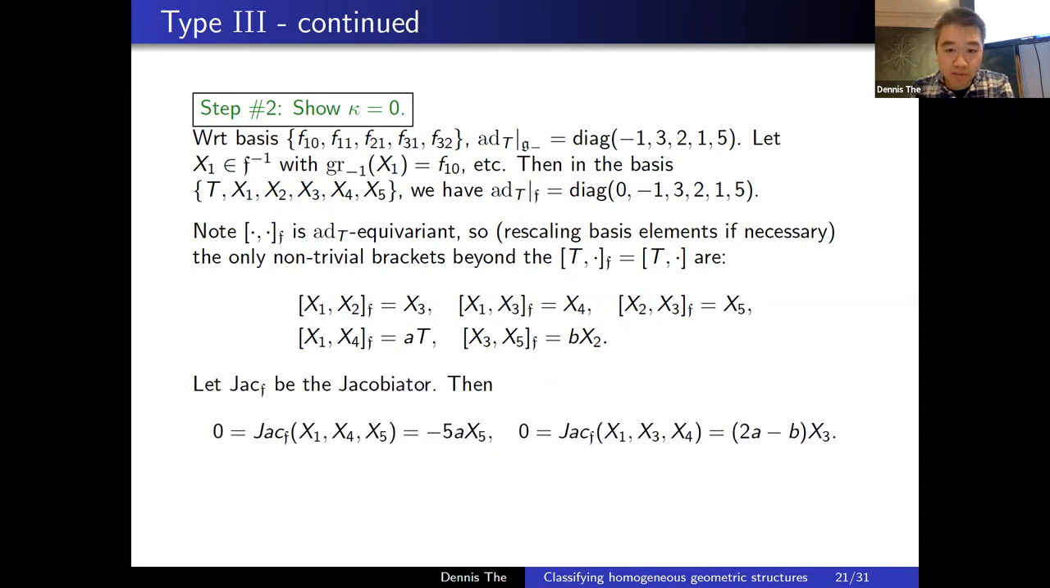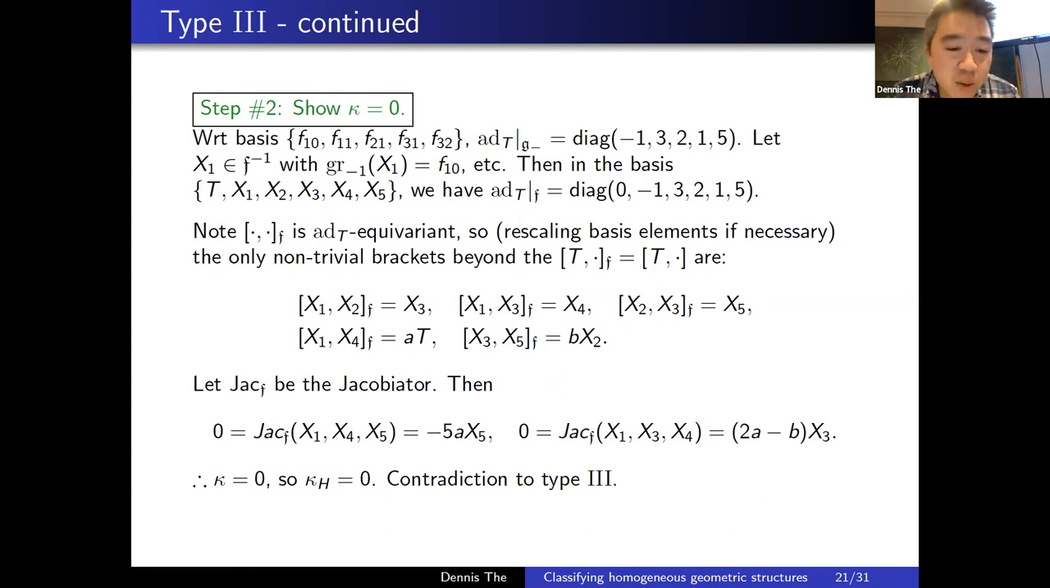Now apply Jacobi, and that kills these two parameters A and B. So the difference between the F bracket and the ambient bracket, that's curvature. So what we've shown is just kappa is equal to zero. In other words, harmonic curvature is zero. So this gives a contradiction. It's not type three. So no type three multiply transitive structures can exist. Okay, so that's some ideas about this type three case.